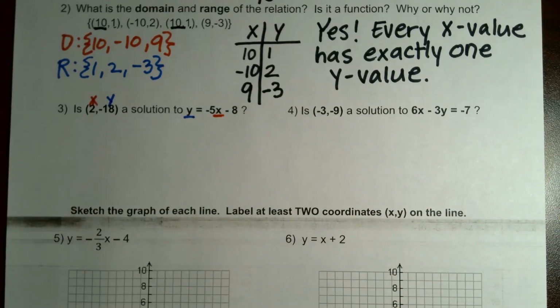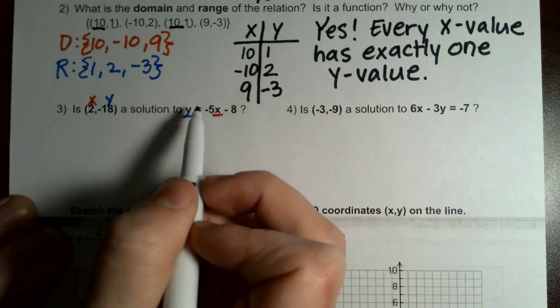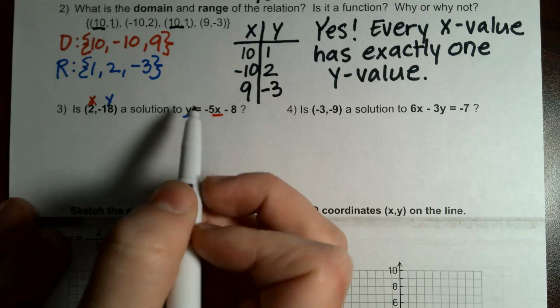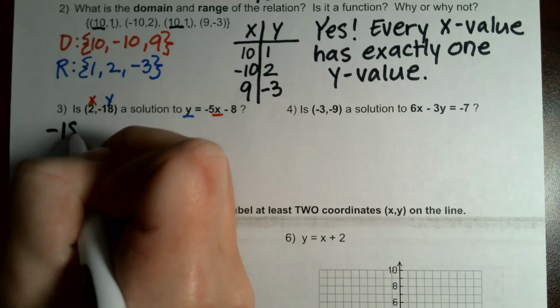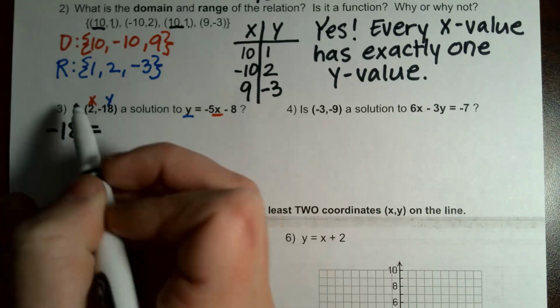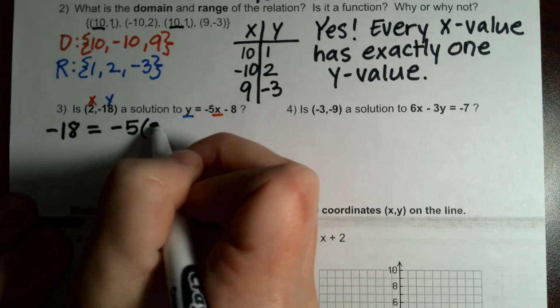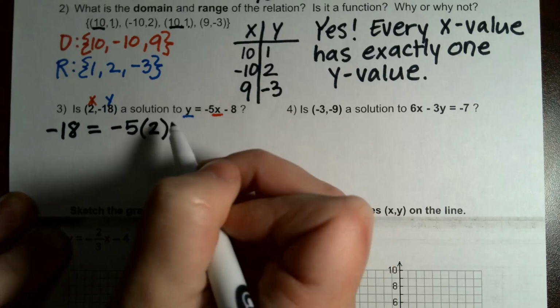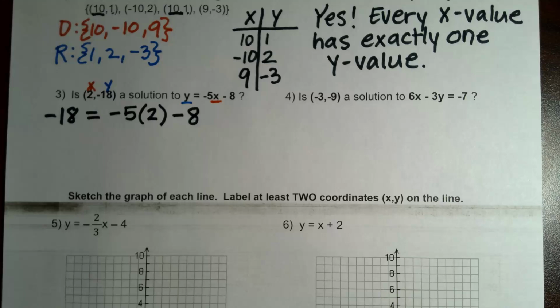And now I'm going to rewrite the equation with my numbers plugged in. So my first part is y equals, so I'm going to write negative 18 equals. Then it says negative 5x. My x is 2, so I'll write negative 5 times 2 minus 8. Everybody take a second to work on that. Tell me when you get an answer.